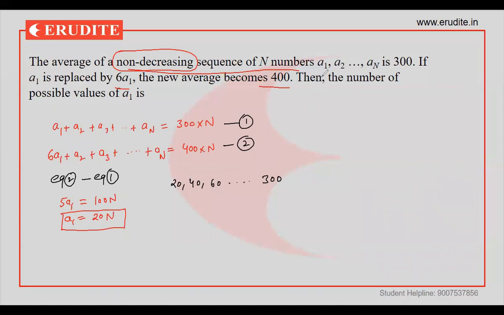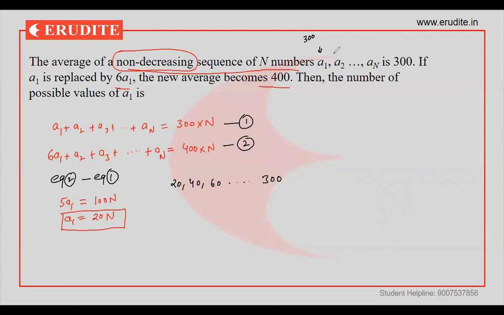Please try to understand. As I told you, either a1 is the smallest number out of these n terms or all are equal to each other. If a1 is the smallest number and the average of these n numbers is 300, then the maximum value of a1 is 300 itself. It cannot be more than 300. This is a concept that the maximum value of the smallest number in the sequence can be equal to the average only. So the maximum value of a1 is how much?